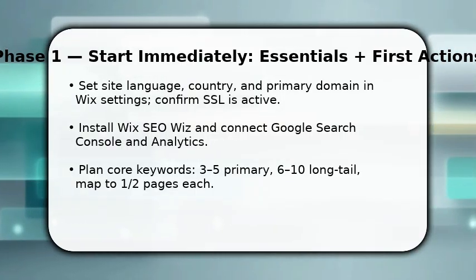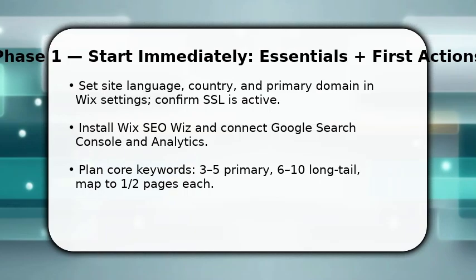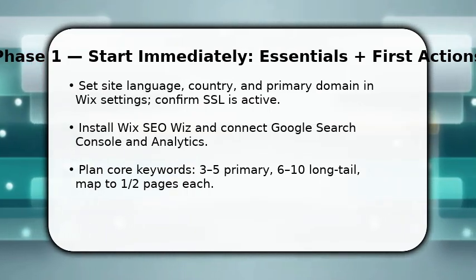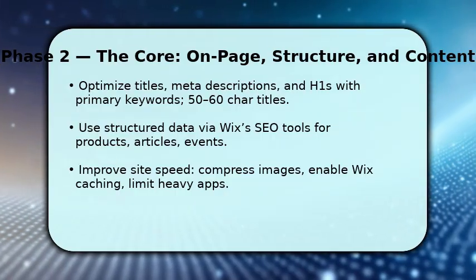Finally, plan keywords immediately. Pick 3 to 5 primary phrases and 6 to 10 long-tail keywords. Then map them to specific pages, so every URL has a clear intent and purpose. Once done with setup, focus on on-page precision and structure.